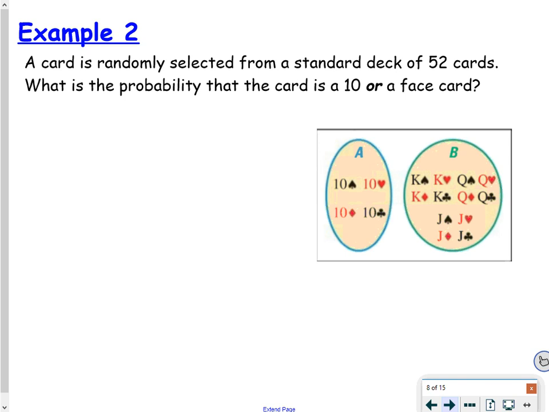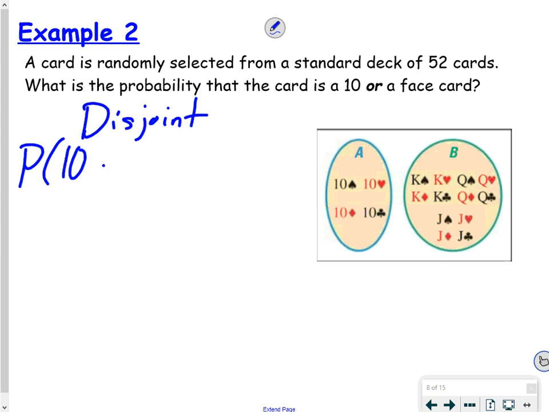All right, so in this case, that means these events are disjoint because event A cannot happen at the same time as event B. When we draw one card from the deck, we can't get both a 10 and a face card. It's not going to happen. The only way that happens in a standard deck of 52 cards is if we drew 2 cards, and that's not what we're trying to figure out. So the probability that the card is a 10 or a face card is just the probability it's a 10 plus the probability it's a face card.